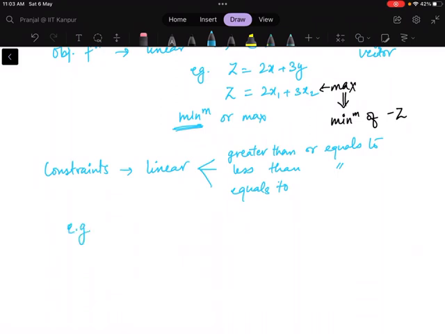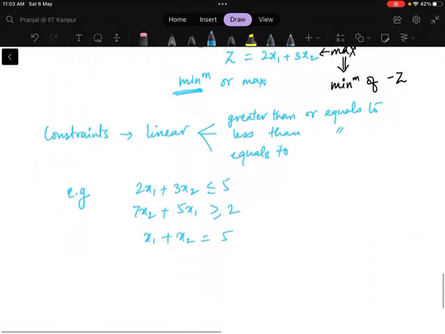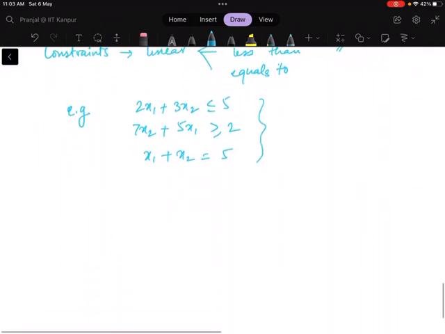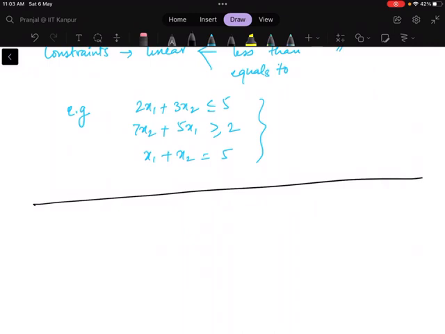For a two variable problem, let's say you have 2x1 plus 3x2 less than or equals to 5, 7x2 plus, let's say, 5x1 greater than or equals to 2, and x1 plus x2 equals to 5. So these are the three types of constraints that we have. Now let's start with the simplex method.